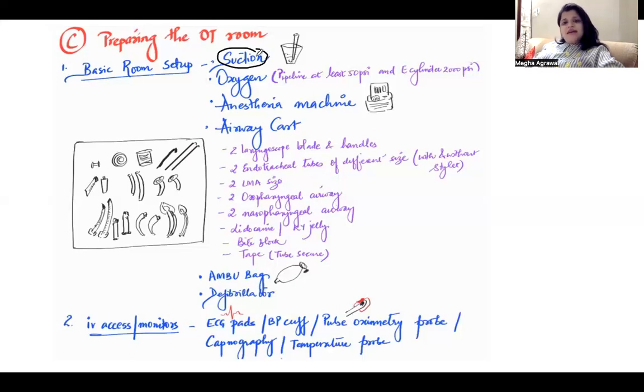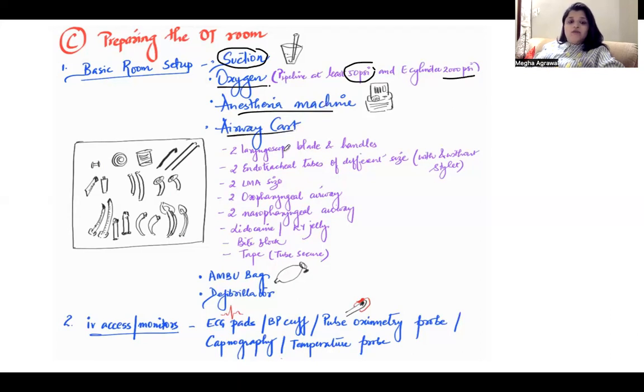We'll be learning in great detail about all these things. Oxygen has to be there, a sufficient amount. The pipeline pressure should be at least 50 psi, and the E-cylinder must have 2000 psi. The anesthesia machine you have to check. This you will have to check daily whenever you enter the operation theaters.